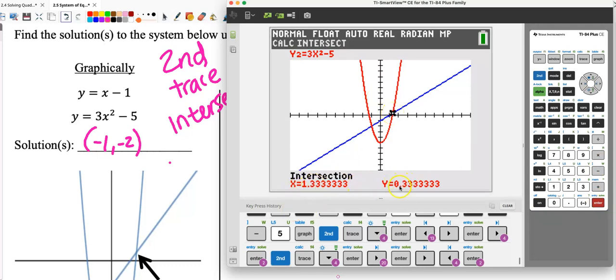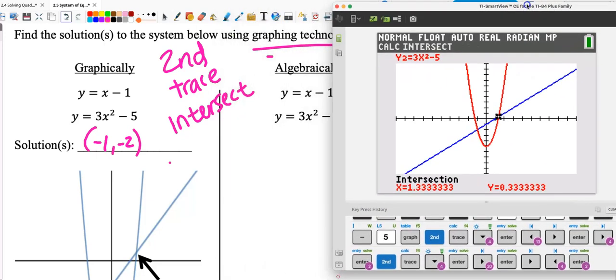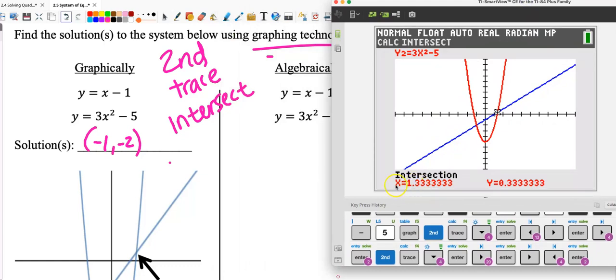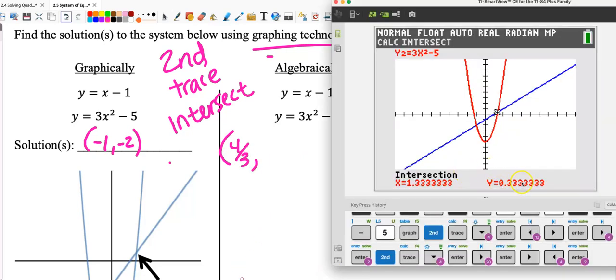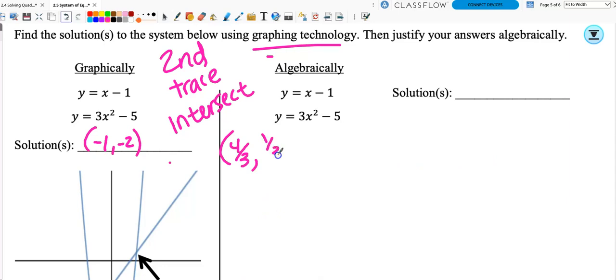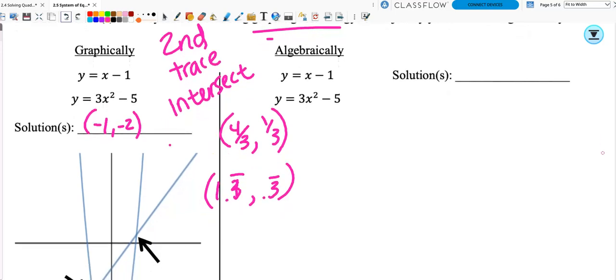1.3 repeating, and then 0.3 repeating. Okay? If you do not know what fraction that is, 1.3 repeating is 4/3. And then 0.3 repeating is 1/3. So if you wanted to put 1.3 repeating, that would be fine. 0.3 repeating. Or you can leave it as a fraction. So that is how you use technology to find the intersection of your line and quadratic.